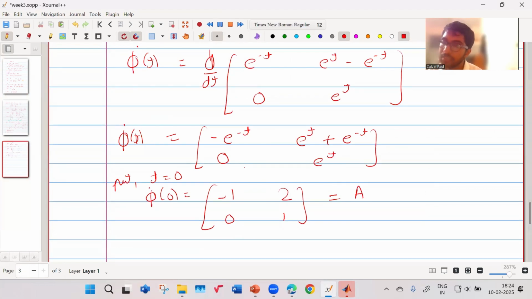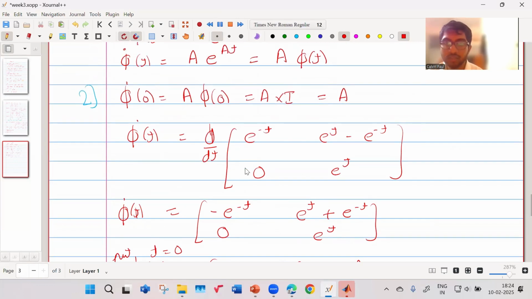So this is another useful property which you will use. In the assignment also, there's one question which exploits this property. The derivative of the state transition matrix at 0 is equal to A. So this is another useful property.